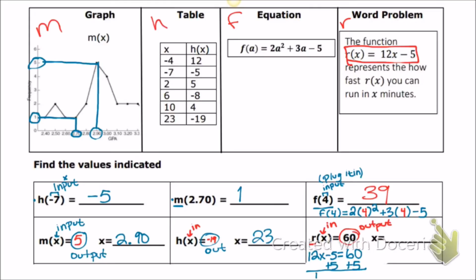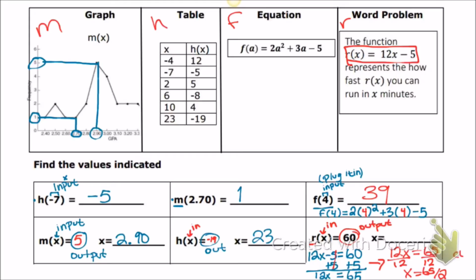So we get 12x, this cancels out, equal 65. Now I am going to continue over here. So I'm going to write this again, 12x equals 65. Now we just need to divide by 12 on both sides. So x is a fraction, 65 over 12.